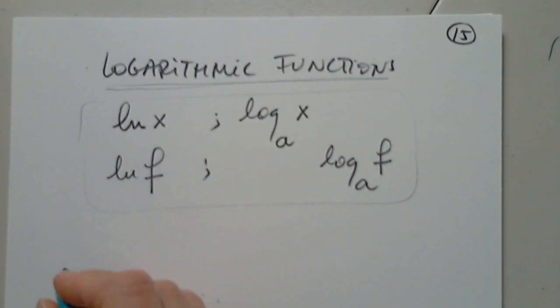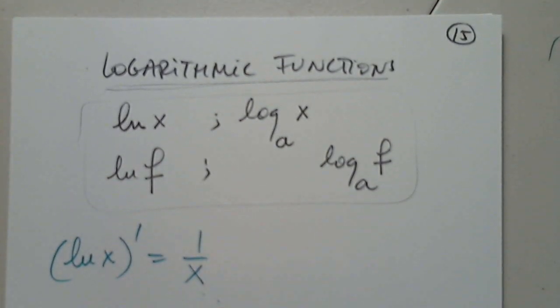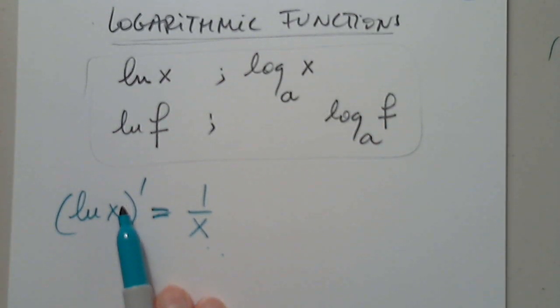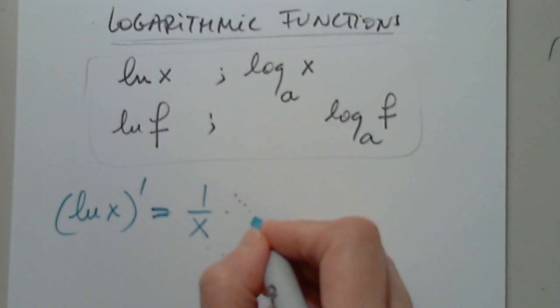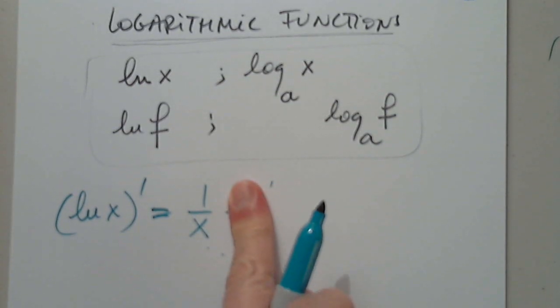The first one is nice and easy. So natural log prime is 1 over x. I should write times x prime, the inner function prime. Why don't I write times x prime for this formula? Because it's 1.